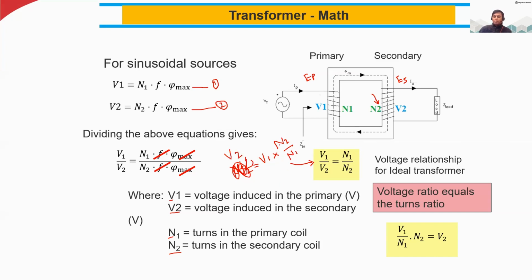V2 is equal to V1 times N2 divided by N1. This is one of the important equations, try to remember. If you know the number of turns in both windings, and if you know the applied voltage, then you can easily find the induced voltage in the secondary winding. So V2 is equal to V1 times N2 over N1.